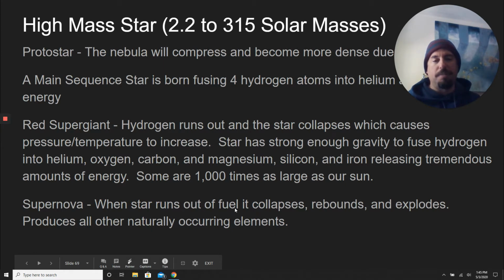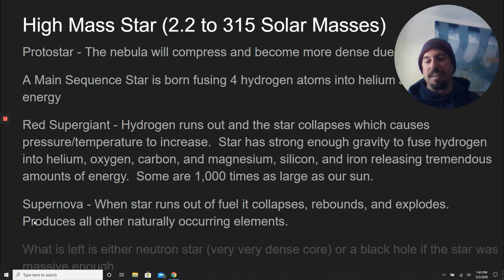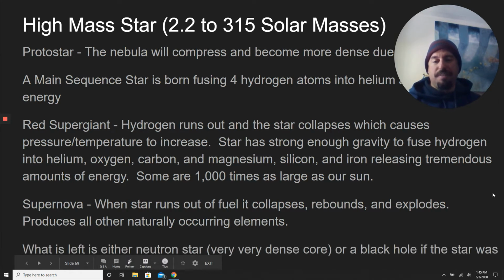So every element on the periodic table that is above iron occurs during a supernova, with the exception of the few elements that are produced in laboratories. We have some man-made elements that are on the periodic table, so not counting those. And then what's left at the very end, we either have a neutron star or we have a black hole.